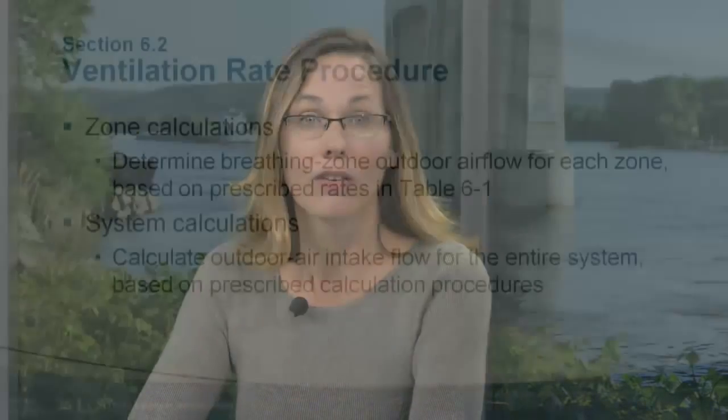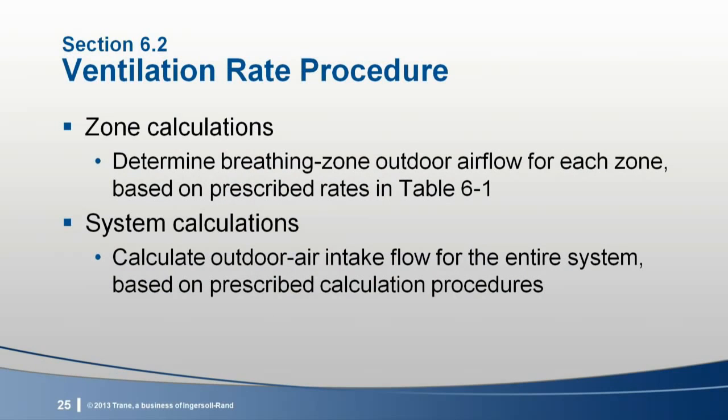As Dennis mentioned, we're only going to focus on the ventilation rate procedure for today's program. This procedure includes both zone calculations and system calculations. First, the outdoor airflow needed in each ventilation zone must be determined based on prescribed rates listed in a table. Then, based on these zone calculations, the outdoor airflow needed at the intake for the entire system must be calculated, using procedures and equations defined in the standard. Paul is going to start out by explaining the zone calculations.